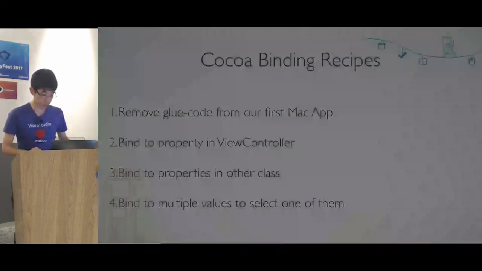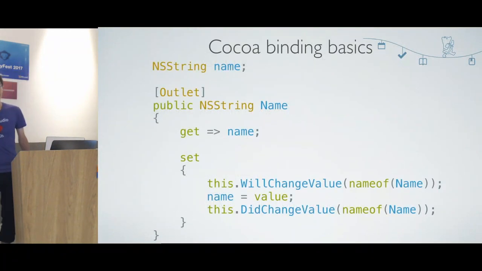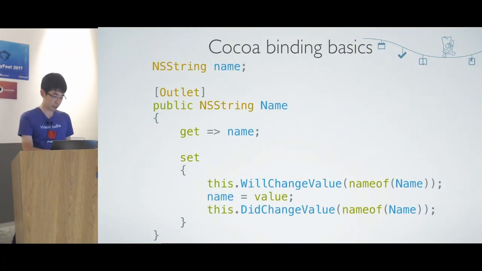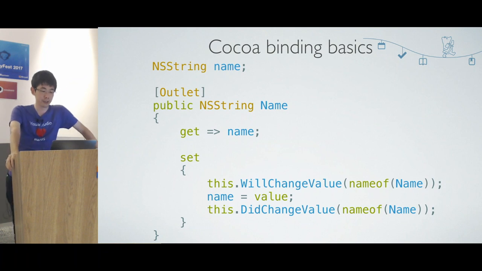Now, moving to the slide. Cocoa binding basics: an outlet attribute, and calling willChangeValue and didChangeValue.